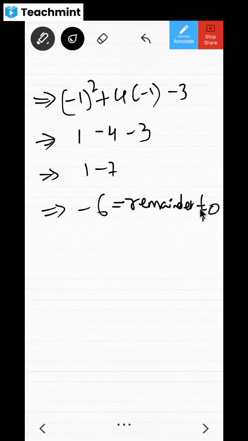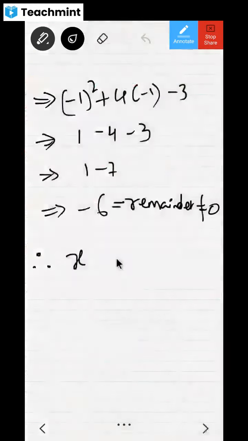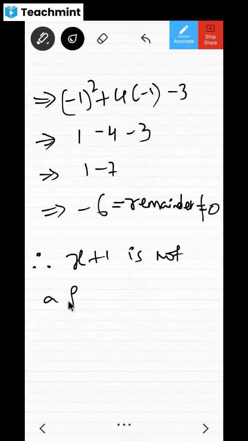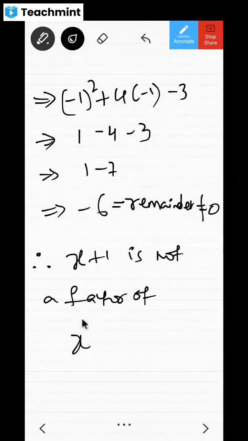Correct or not? Are you understanding how? So what you have to say? Therefore, since it is not equal to 0, you have to say x plus 1 is not a factor of x square plus 4x minus 3. Understood?